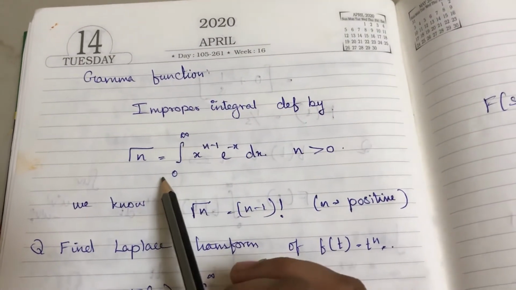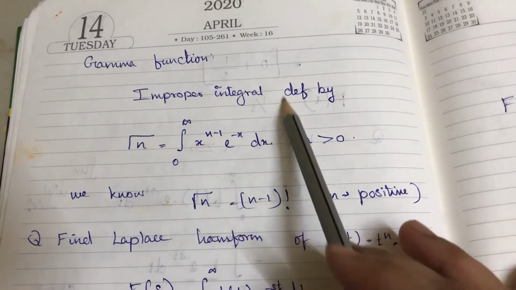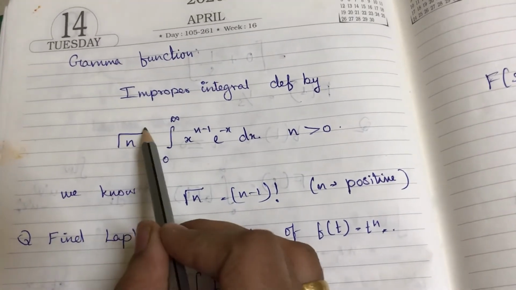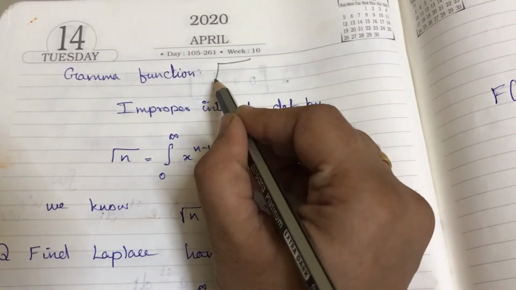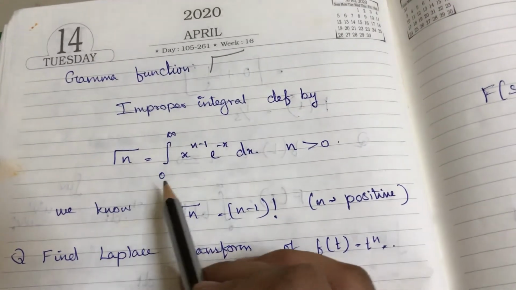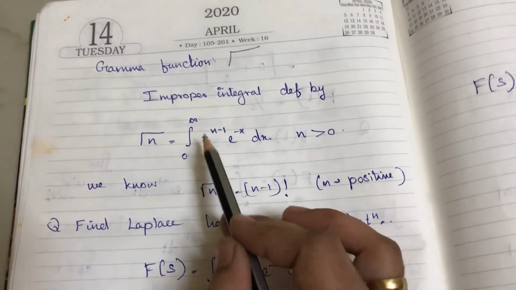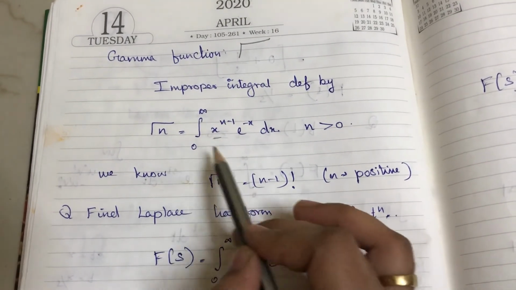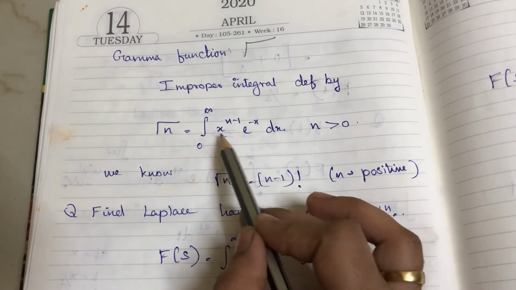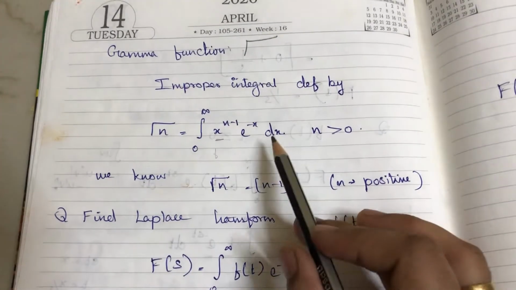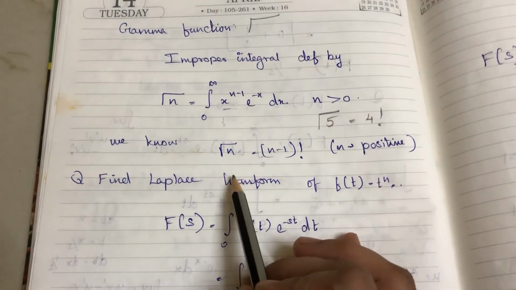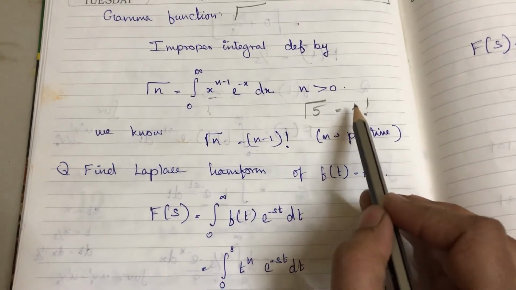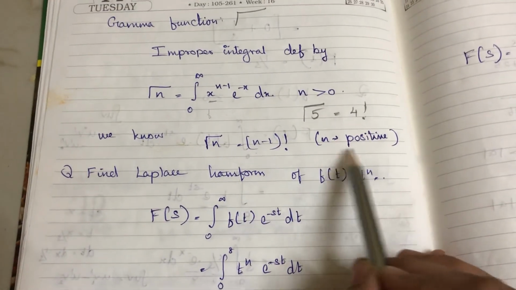And what is the gamma function? The gamma function is nothing but an improper integral, which is defined as follows. Gamma n is equal to the integral from 0 to infinity of x power n minus 1 into e power minus x dx. Gamma n means n minus 1 factorial. So gamma 5 means 4 factorial. N should always be positive.